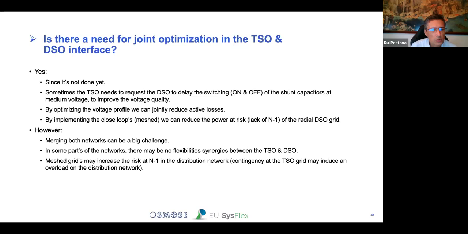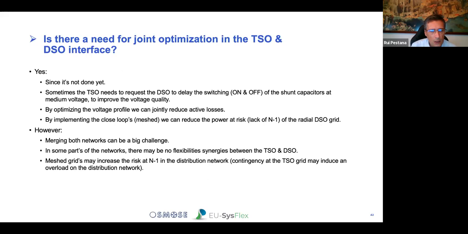As we see, sometimes the DSO needs to request the DSO to delay the switching on and off of the shunt capacitors at medium voltage to improve voltage quality. Normally at 8 o'clock in the morning, when we have the load and the disconnection of public lighting, the lights in the streets and everything.